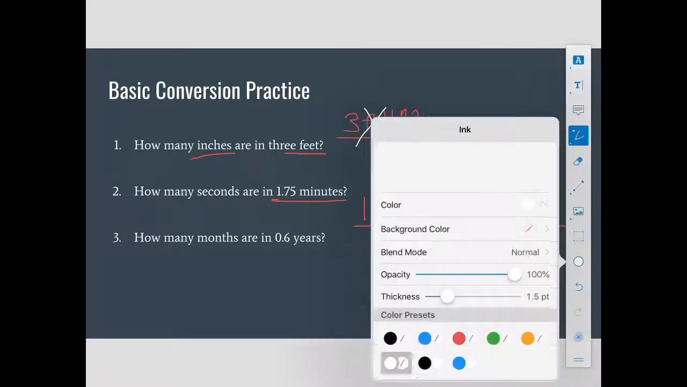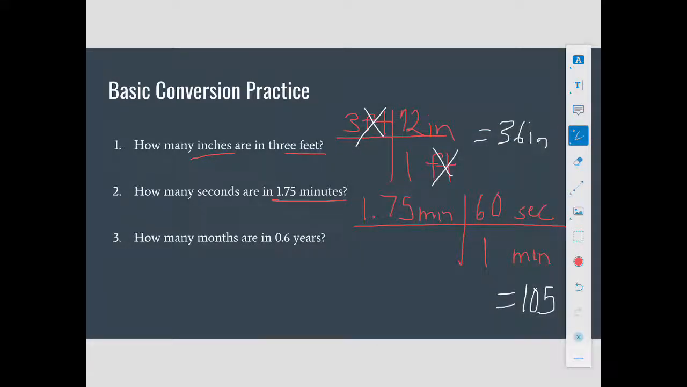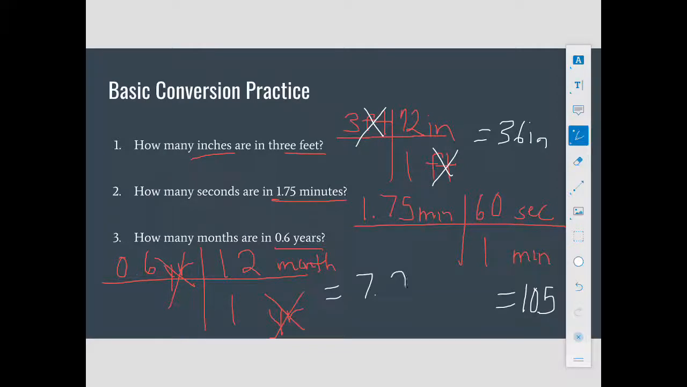Okay? This last one right here, we're going to do this right here. How many months are in 0.6 years? So 0.6 years, that's the number in the problem. Crosshairs. Years goes on the bottom because we want to get rid of it. And months goes on the top. Okay? Now, I know that there are 12 months for every 1 year. So I'll go ahead and fill those in. Years is going to cancel. And I'll go ahead and just multiply across the top, divide across the bottom, and I'll get 7.2. Our units were months.